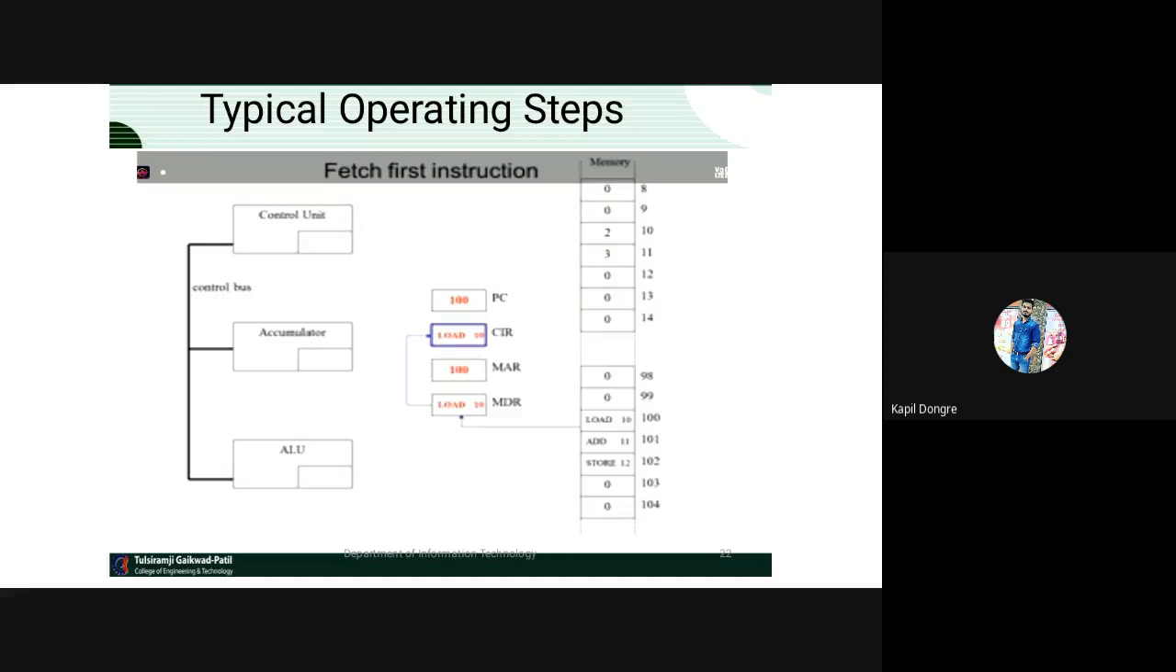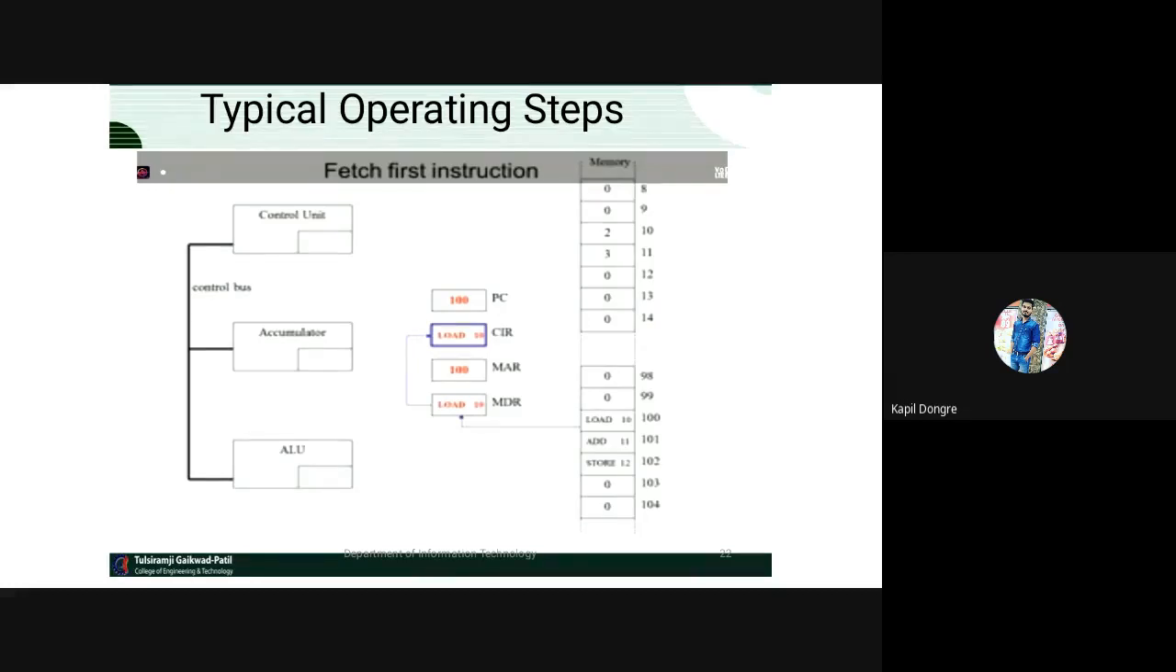Previously हमने देखा है कि जो MAR होता है, MAR contains the address of the memory location. So first, PC contains 100 that is stored in the MAR. Then MDR contains the instructions or data. What instruction? What address of that particular memory location does MAR point to? 100. That 100 contains the load instruction. So that load is stored in MDR. So it shows the fetch of the first instruction.